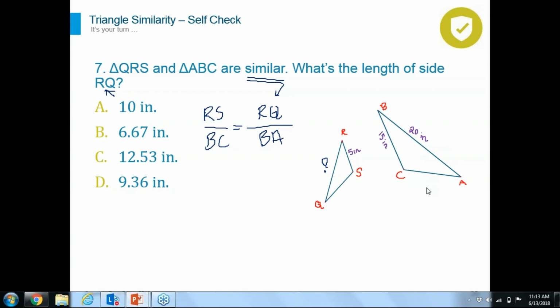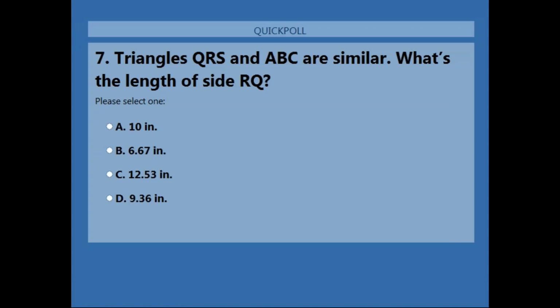Here you go. What is the side length for RQ? Knowing that the two triangles are similar, we did set up the proportion correctly. Then what is the side length RQ?